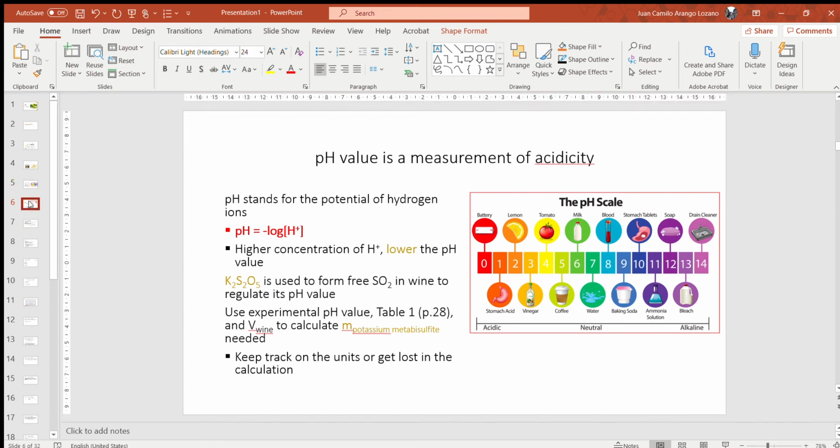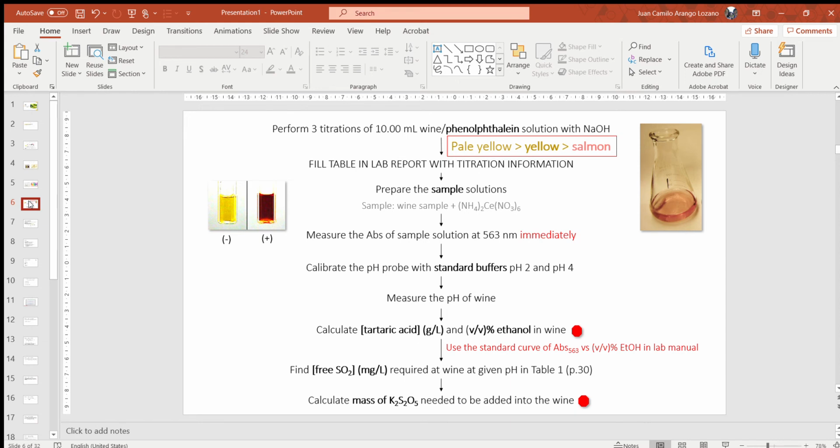Moving forward, this is a brief resume of the experiment. So you will be performing three titrations. You will be using as your indicator phenolphthalein, so it's gonna be the same. So you should be looking for a change in color.